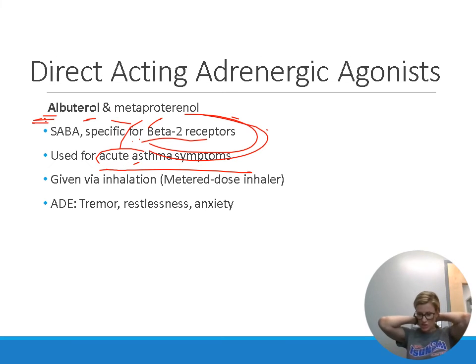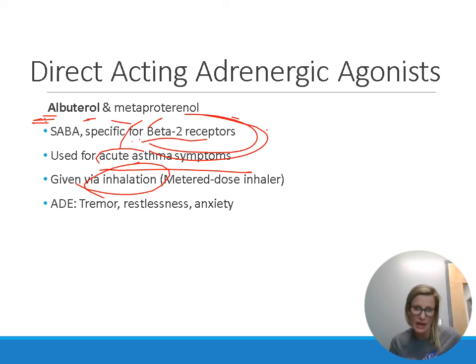We give patients who have asthma long-term controller medications, but if something happens and they feel like they can't breathe, like they've got bronchoconstriction happening, they can use their albuterol inhaler, and that will cause bronchodilation. Given via inhalation, via what's called a metered dose inhaler. So you just push down on it, inhale, hold it, and then exhale, and that's how the drug gets down into the system. It is also available via a nebulizer solution.